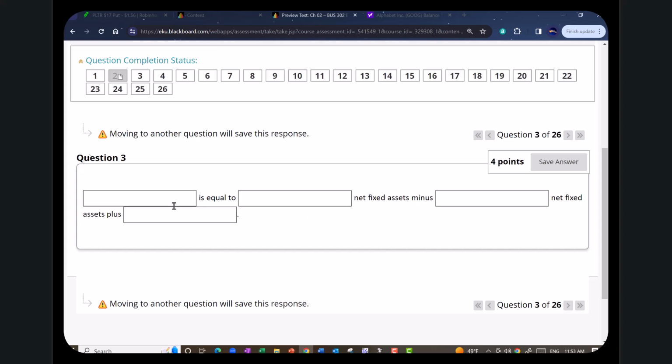All right, this is a little bit, something is equal to something, net fixed assets minus something, net fixed assets plus something. So did we see something like that? Again, these are definitional stuff. So how about ending minus beginning plus depreciation. We've seen this in the definition of net capital spending. Right?